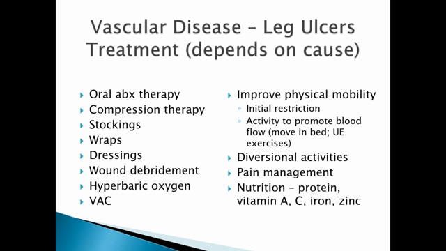So what do we do about these leg ulcers? Well, the treatment's really going to depend on the cause. If it's arterial and the problem is with blood flow to that extremity, we have to address that. If the problem is with venous insufficiency, we have to address that. So you have that piece where you're treating the underlying cause. If there is a cellulitis involved, typically they're going to be treated with oral antibiotic therapy. Compression therapy with stockings and wraps for venous. The actual wound itself may be treated with a dressing.